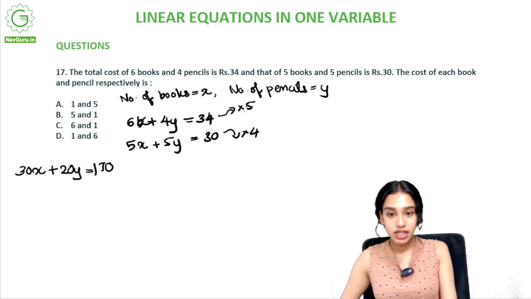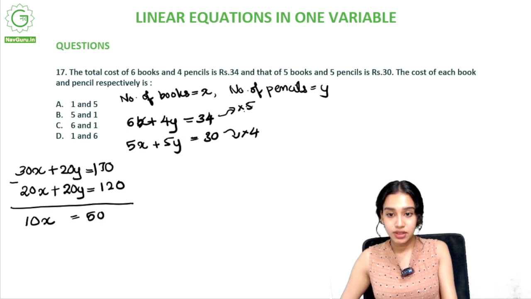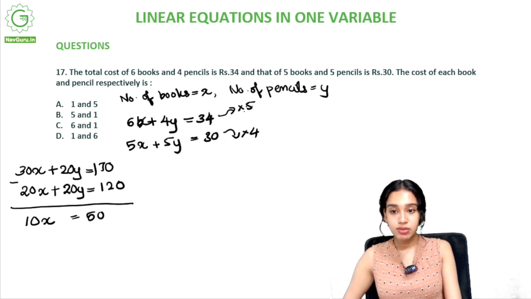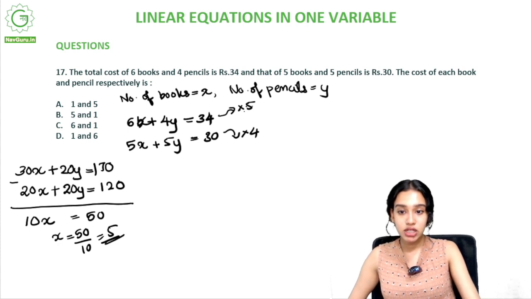Now moving on to the next equation. 5 into 4 is 20, so 20x plus 5 into 4 is again 20, 20y is equal to 30 into 4, so 3 4s are 12, 120. Now let's subtract these two equations, we will get 10x equal to 50. That is 170 minus 120. So x becomes 50 by 10, which is equal to 5. So the price of one book is 5.